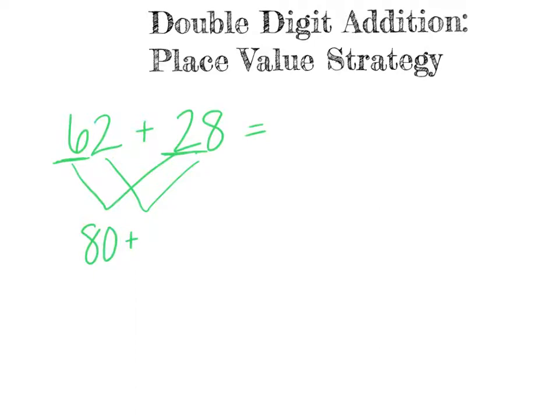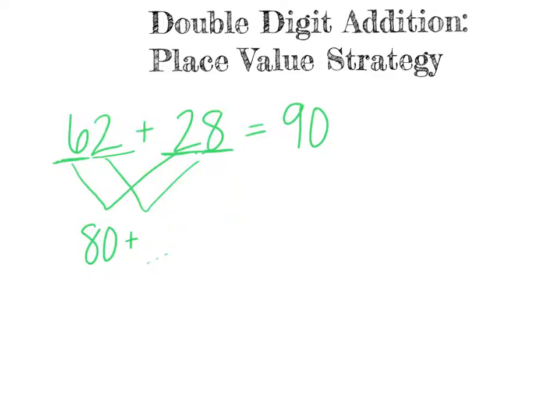Now I'm going to add my ones place. So I have 2 plus 8. And I know that 2 plus 8 makes a 10. So then I can add 80 plus 10, and I know that that equals 90. So my answer is 90. So 62 plus 28 equals 90.